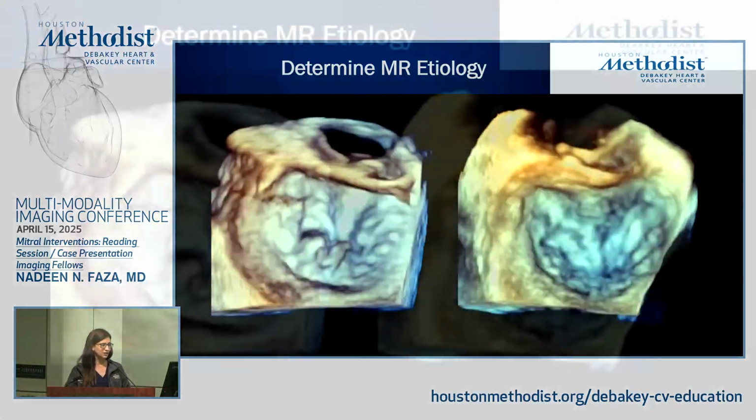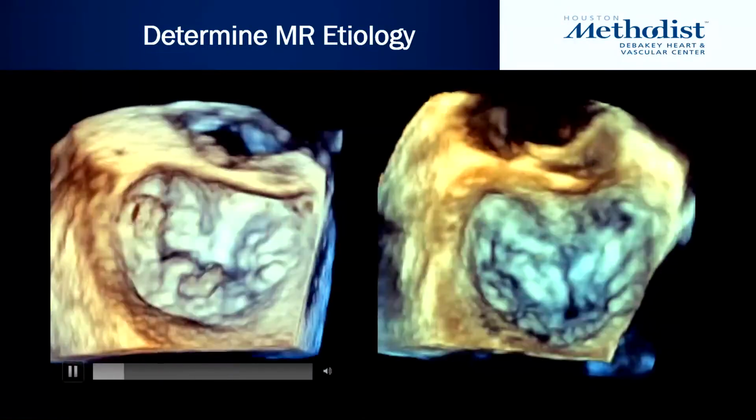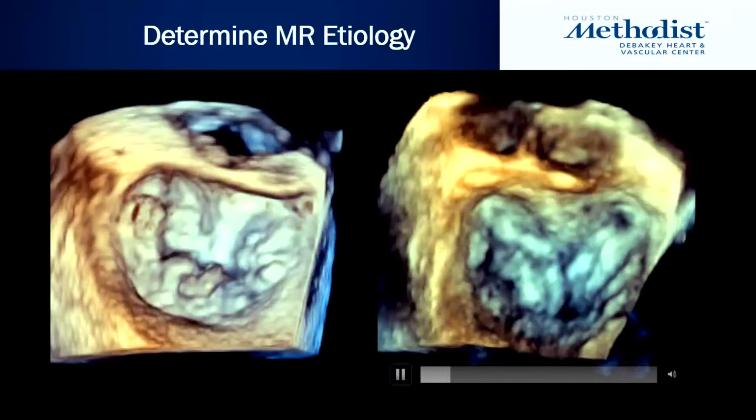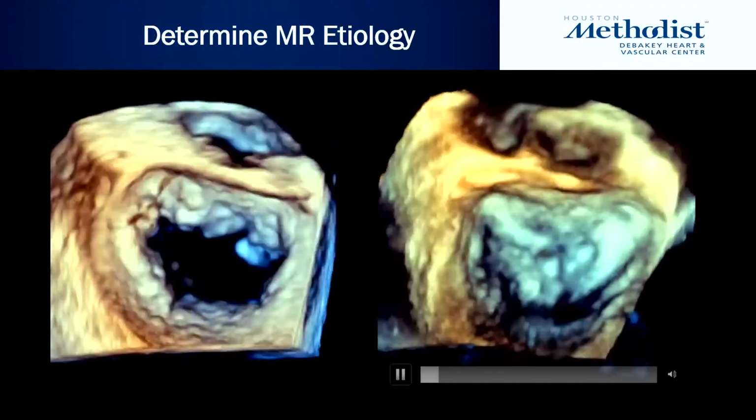These are 3D images identifying the two primary MR etiologies. This is primary with a P2 flail, see the ruptured cords. And this is functional MR. You see that the posterior leaflet, actually both leaflets are tethered and there's annular dilation.